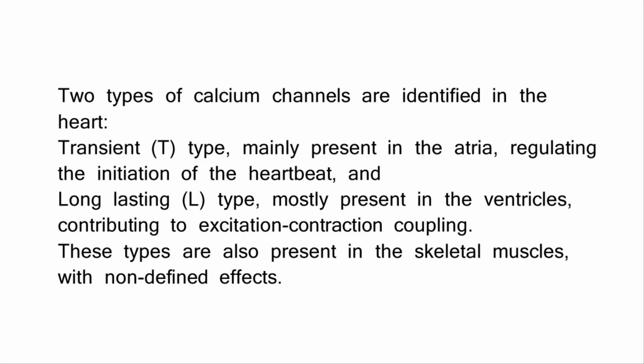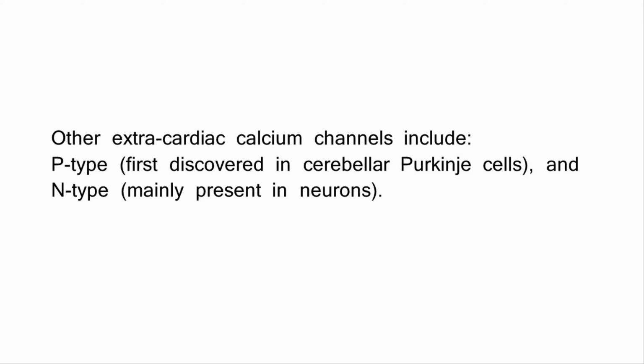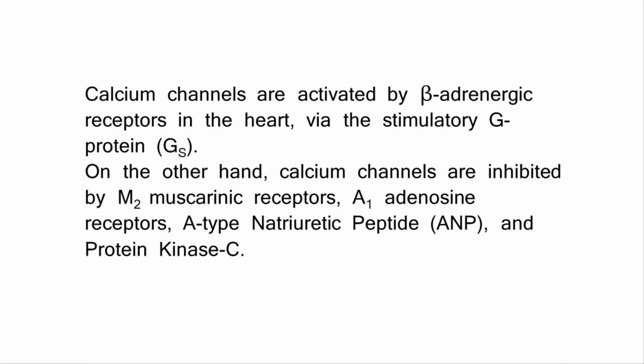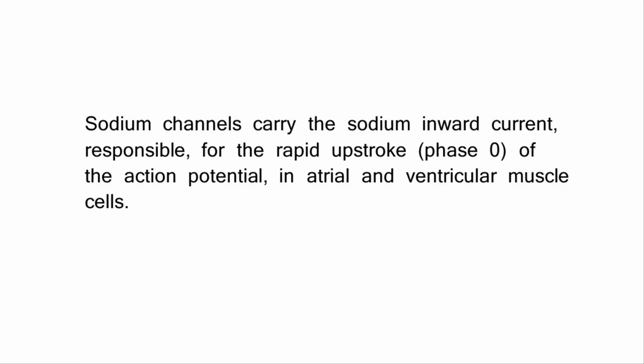These types are also present in the skeletal muscles, with non-defined effects. Other extracardiac calcium channels include P-type, first discovered in cerebellar Purkinje cells, and N-type, mainly present in neurons. Calcium channels are activated by beta-adrenergic receptors in the heart, via the stimulatory G protein, GS. On the other hand, calcium channels are inhibited by M2 muscarinic receptors, A1 adenosine receptors, A-type natriuretic peptide, ANP, and protein kinase C. Sodium channels carry the sodium inward current, responsible for the rapid upstroke, phase 0, of the action potential in atrial and ventricular muscle cells.